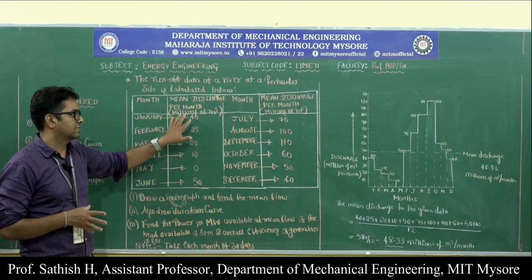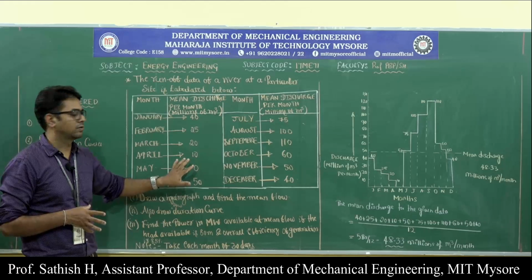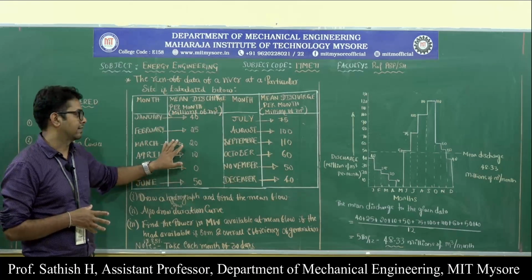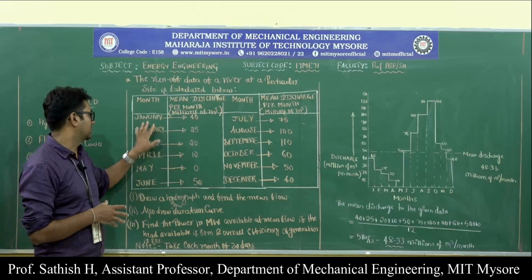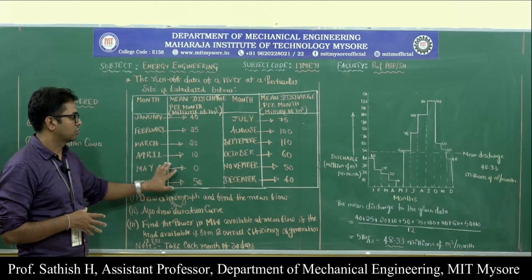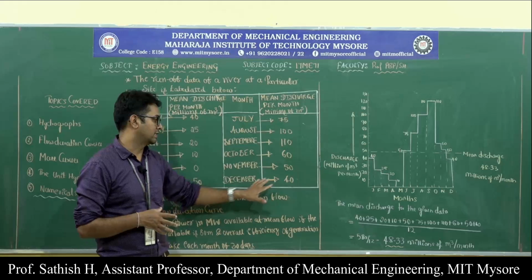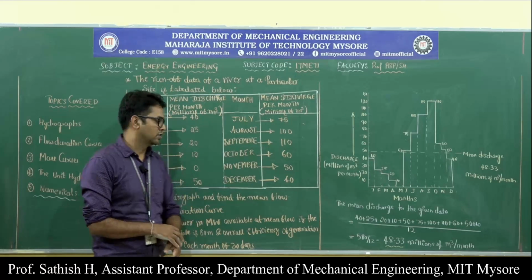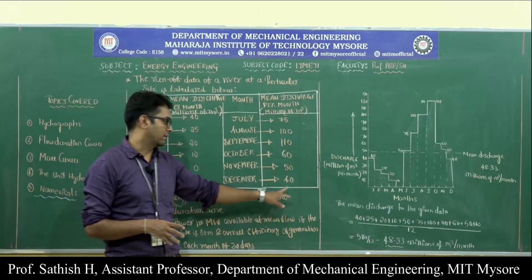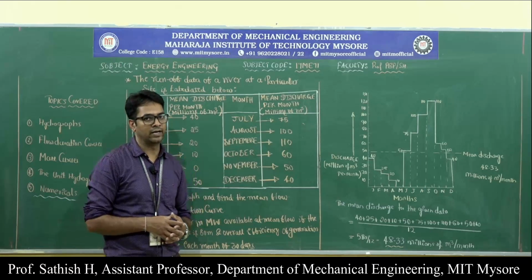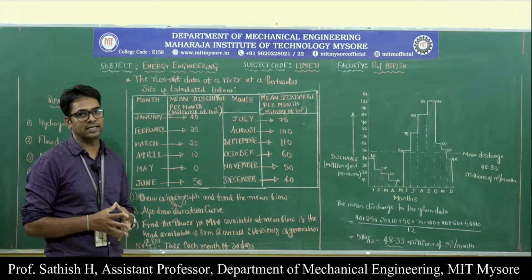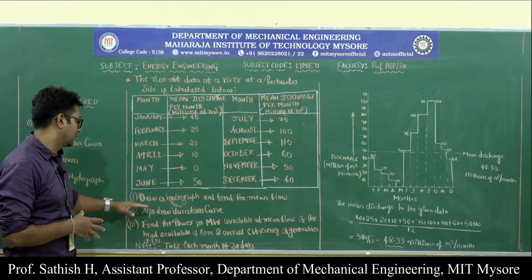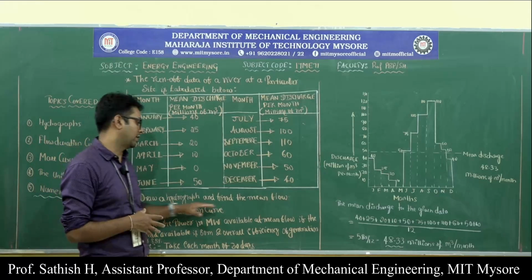In the same fashion, the problem gives us this runoff data of a river. It starts from January, February, and March, and goes up to November and December. In November we have 50 millions of meter cube per month, and in December we have 40 millions of meter cube per month. This is the data given in the problem. So what we need to find out: the first one is to draw the hydrograph and find the mean flow.